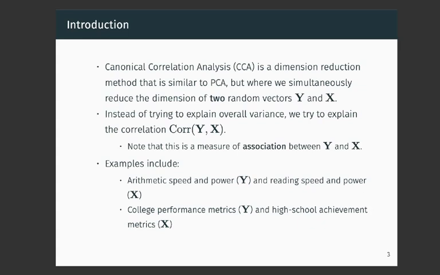Here I have two examples of questions that you could address using CCA. First, we could look at arithmetic speed and power and compare it to reading speed and power, and look for the association between these two skills and see if there's any relationship. As a second example, we could look at college performance metrics and high school achievement metrics. Here the question would be, can we predict college performance given high school achievements? You can see how CCA is really looking at the association between two random vectors and trying to explain this relationship.